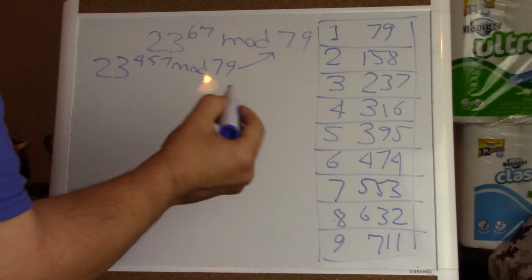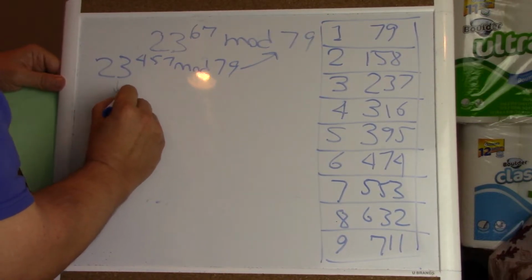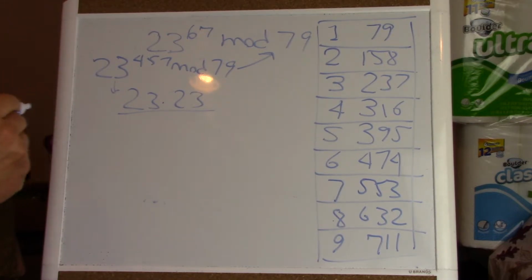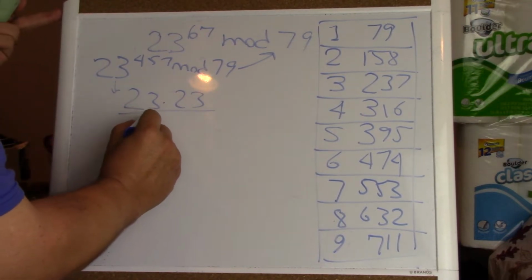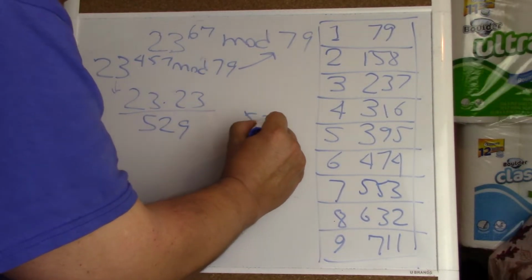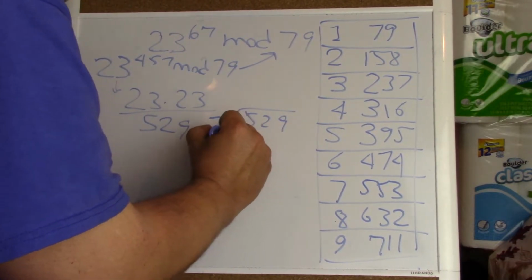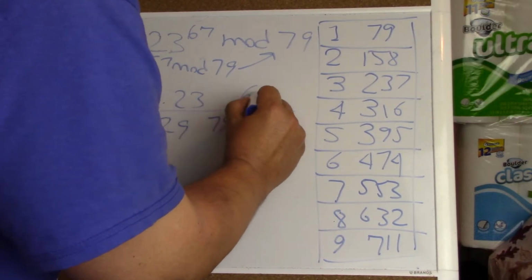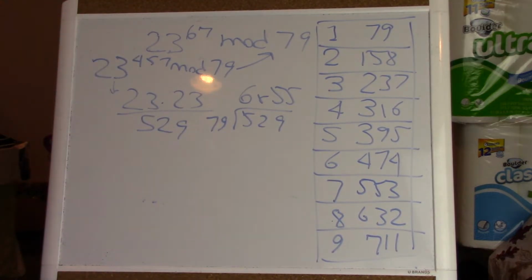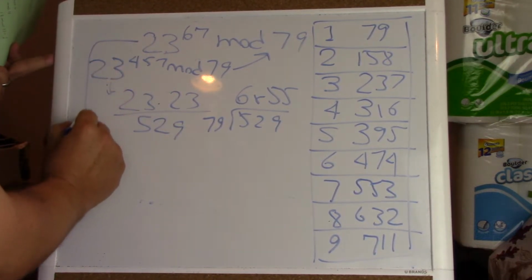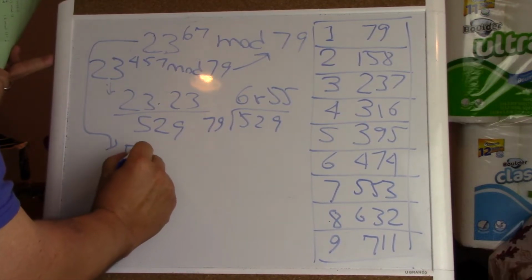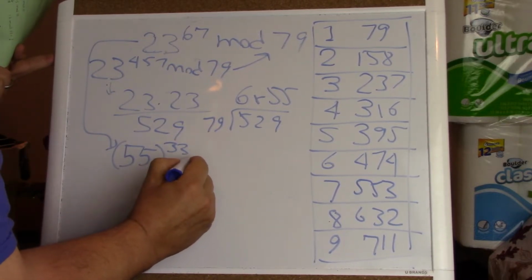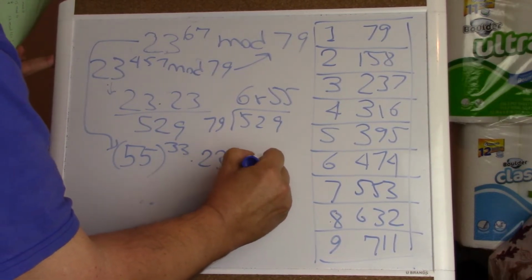So the first thing that we're going to do is square 23. And I'll just write out the answer. I'm not going to solve it in this video. It's 529. Then 529 divided by 79 is 6 with a remainder of 55. So now this problem becomes 55 to the 33 times, and I still have a 23 left over.